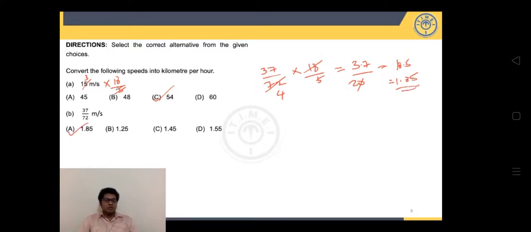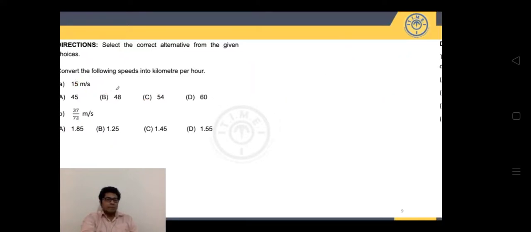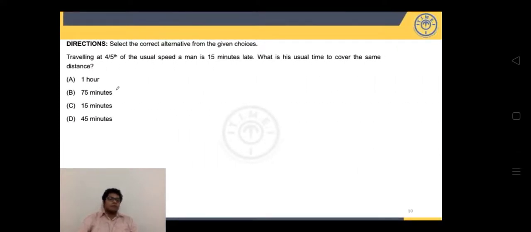So, simple conversion. You have the unit. Meters per second to kilometers per hour, 18 by 5. Kilometers per hour to meters per second, it has to be 5 by 18. Okay, try this question.